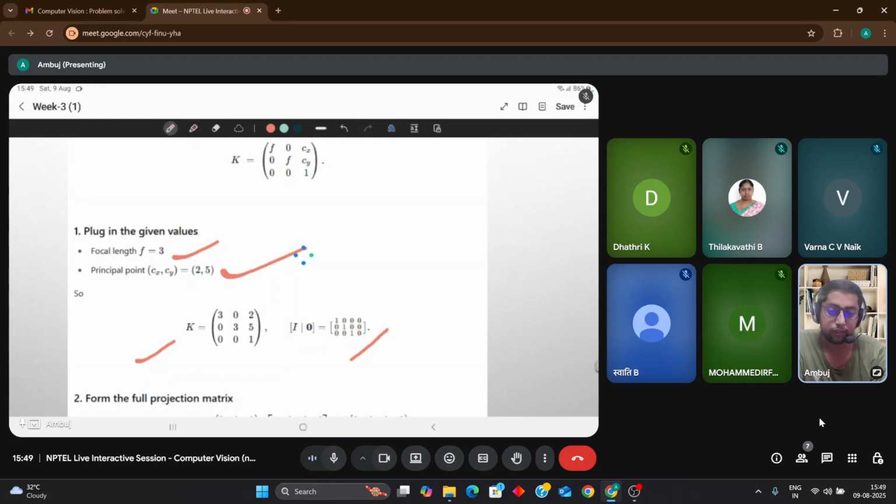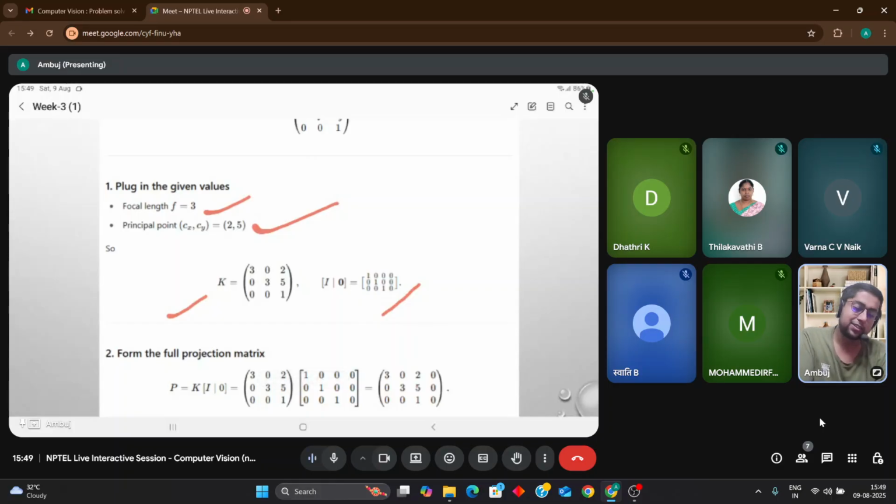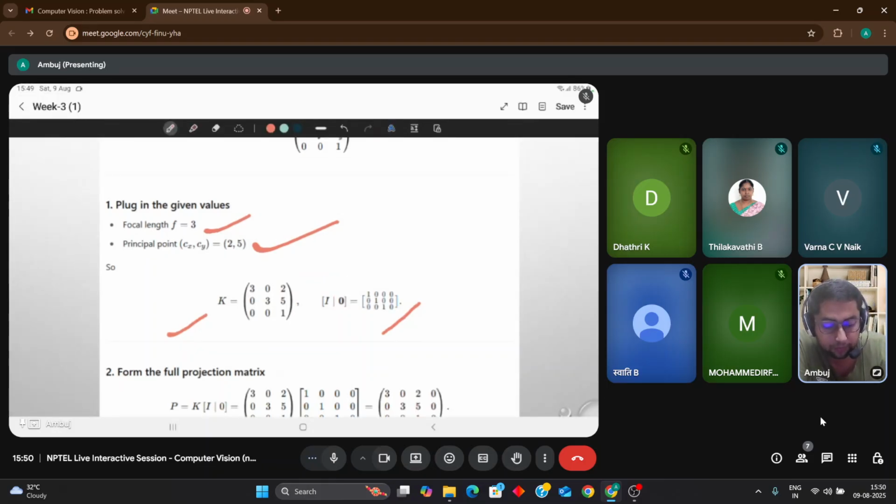The full projection matrix will be P equal to K[I|0]. K has already been given to you, and [I|0] you have already computed. You just have to multiply rows by columns. Since this is a 3 by 3 matrix and this is a 3 rows, 4 columns matrix, the resulting matrix would be 3 by 4, three rows and four columns. Similarly, you try to multiply and see whether you are getting the same thing or not.